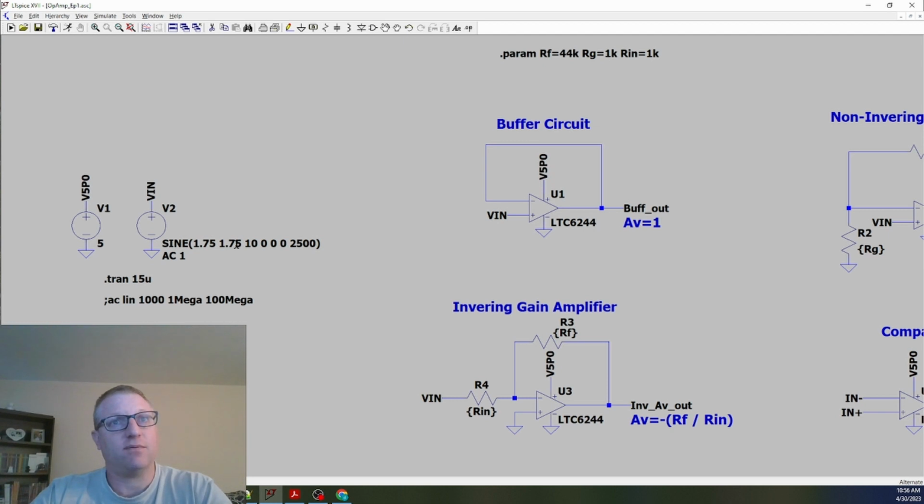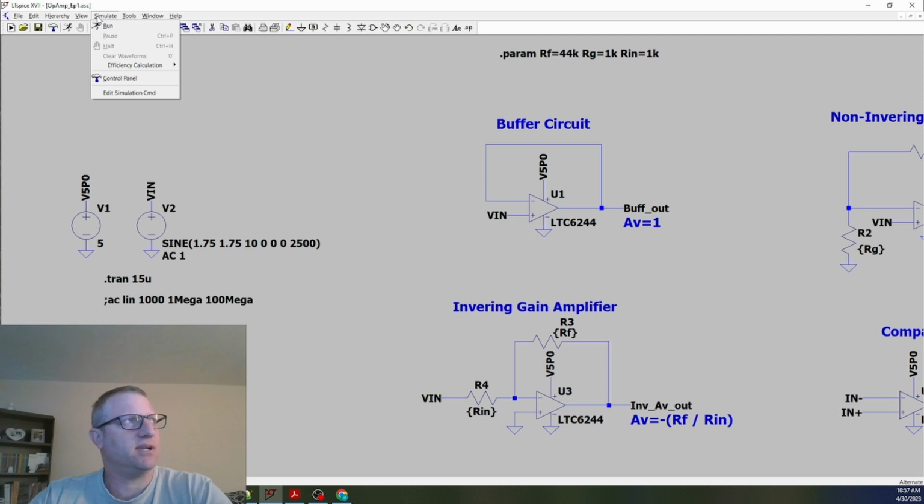That should now give us a sine wave from 0 to 3.5 volts. Because remember, our VCM is 0 to 3.5 volts. So we will take in that entire input swing. Our output is 5 volts to ground. We've got our ground here, and we got our 5 volts on our VCC. So this right here, we're just going to look at the buffer circuit first.